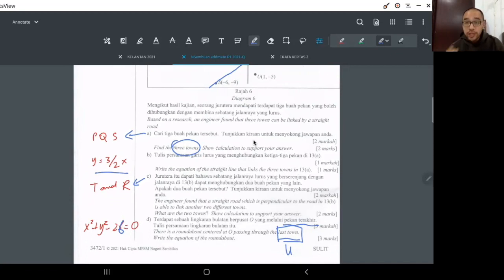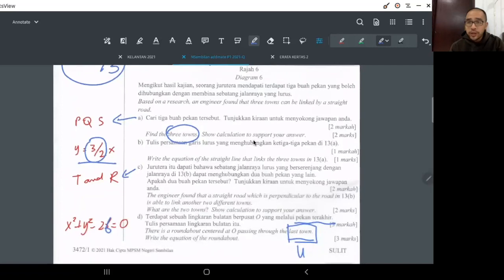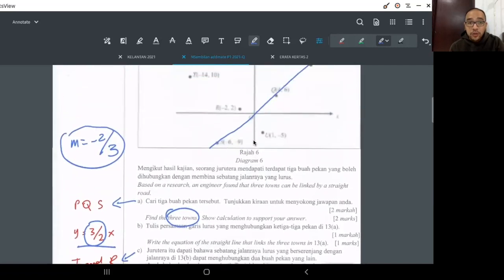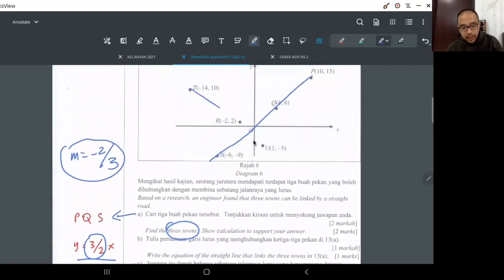So from question B, you know that the gradient is 3 over 2. So the perpendicular to that will be m equals negative 2 over 3. Which are the two towns that can be joined that when you calculate the gradient is negative 2 over 3? Of course now you know the answer, T and R. So you find the gradient of TR and you will get the gradient of negative 2 over 3.